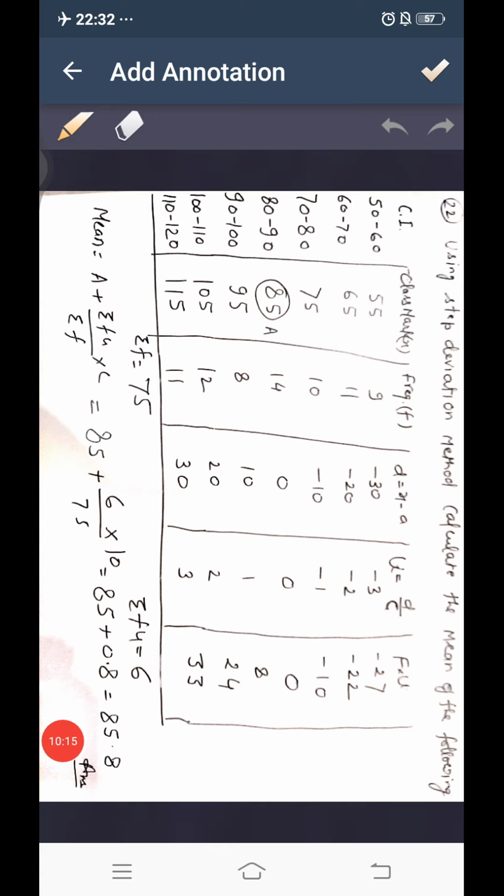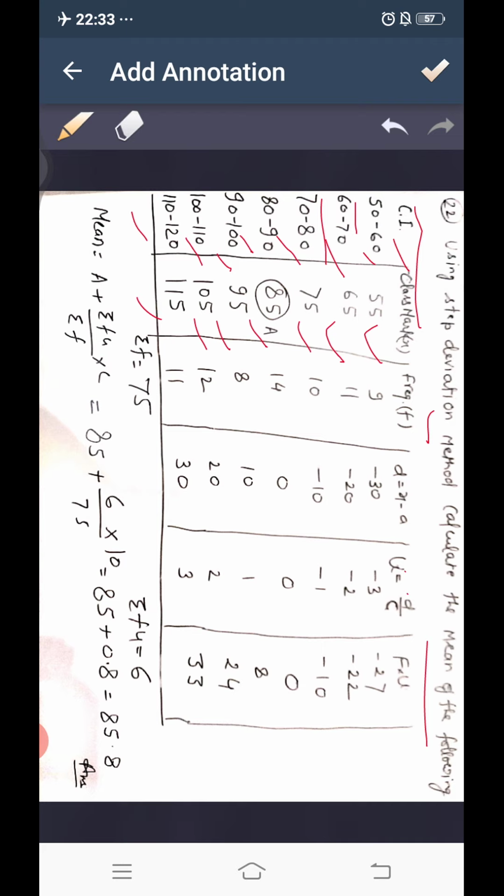So let us take question number 22. Using step deviation method, calculate the mean of the following. So here class interval given 50 to 60, 60 to 70, 70 to 80, 80 to 90, 90 to 100, 100 to 110 and 110 to 120. Same way we will find out class mark. So 50 plus 60 upon 2, that is 55. 60 plus 70 upon 2, 65. Similarly, we find out 75, 85, 95, 105 and 115.